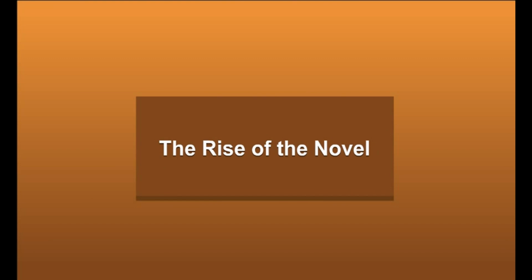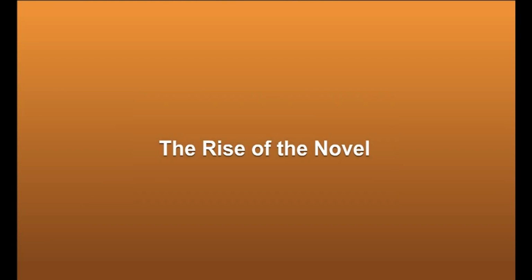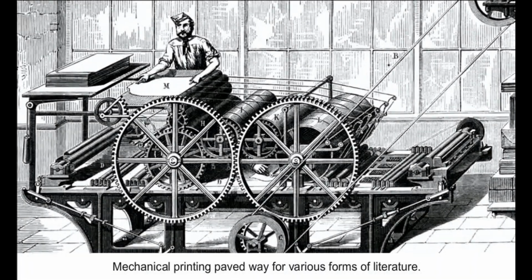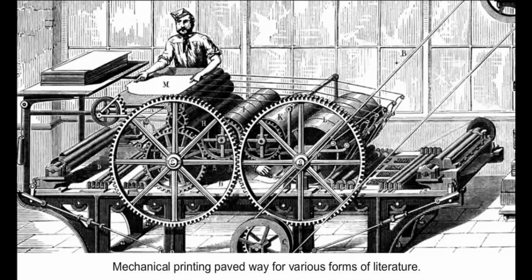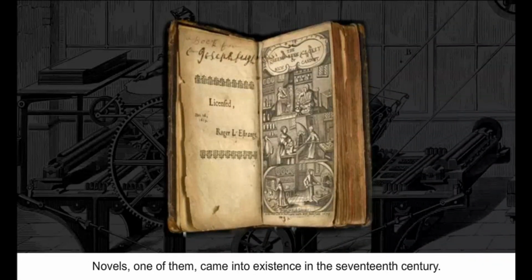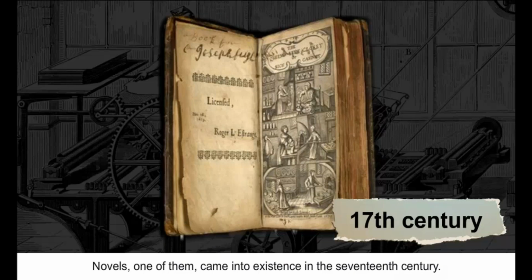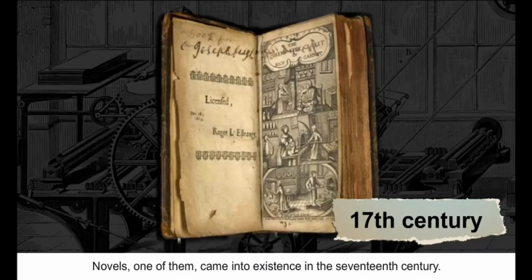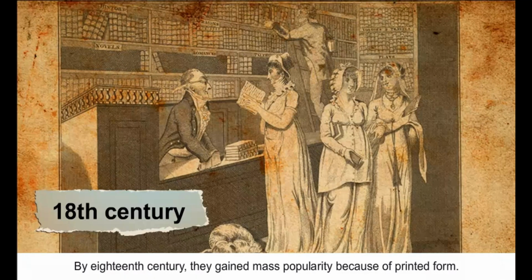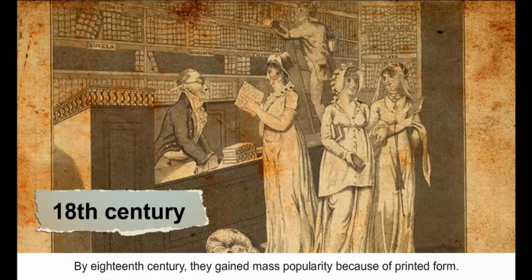The rise of the novel. Mechanical printing paved way for various forms of literature. Novels, one of them, came into existence in the 17th century. By 18th century, they gained mass popularity because of printed form.